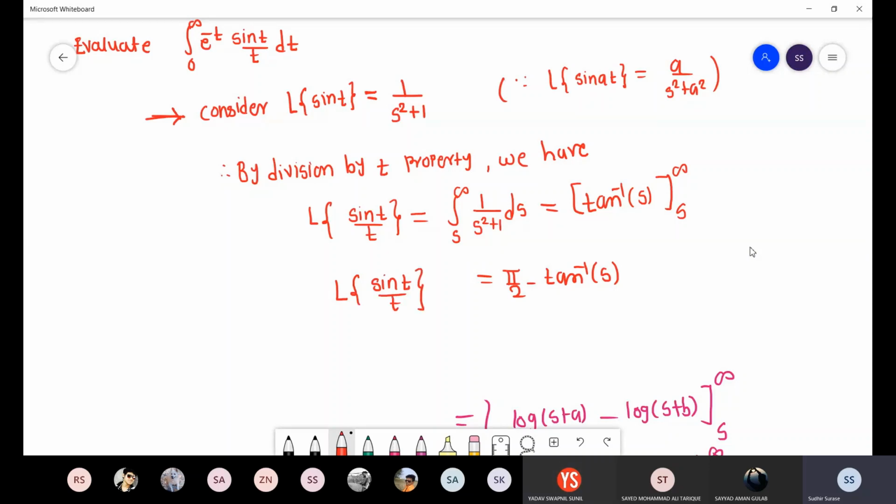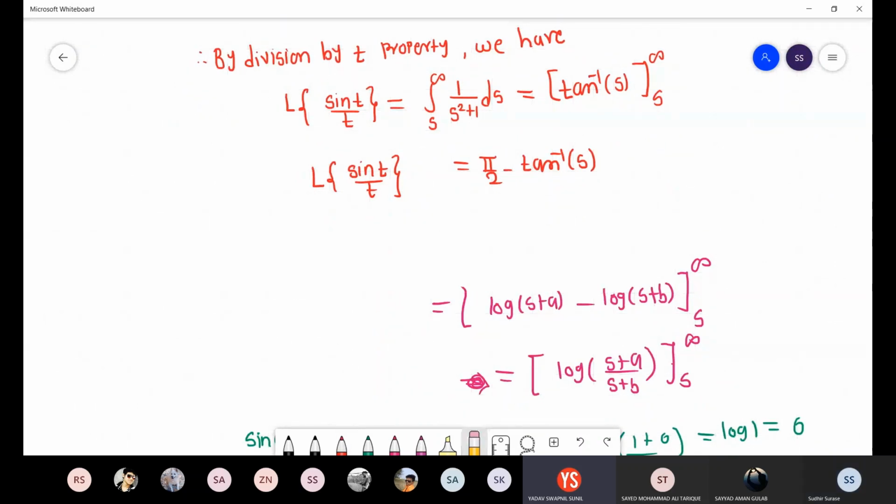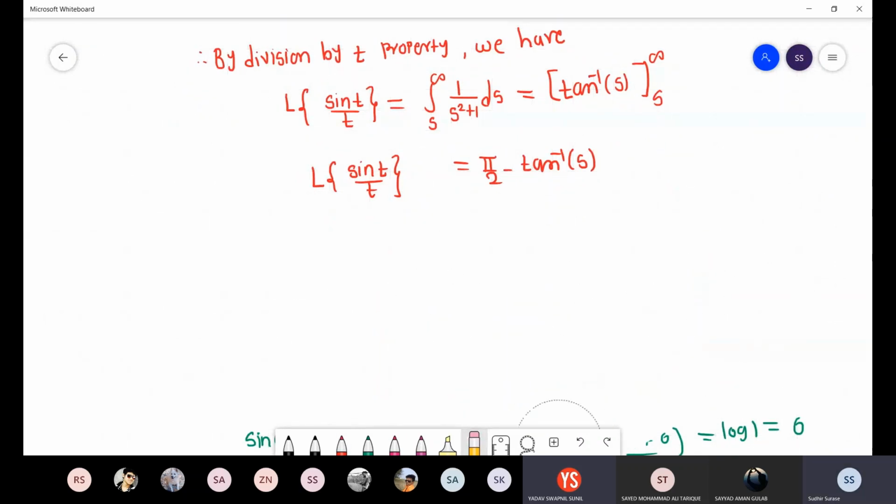Next what? We have to use the integration definition, integration 0 to infinity. Okay, so let us use the definition.